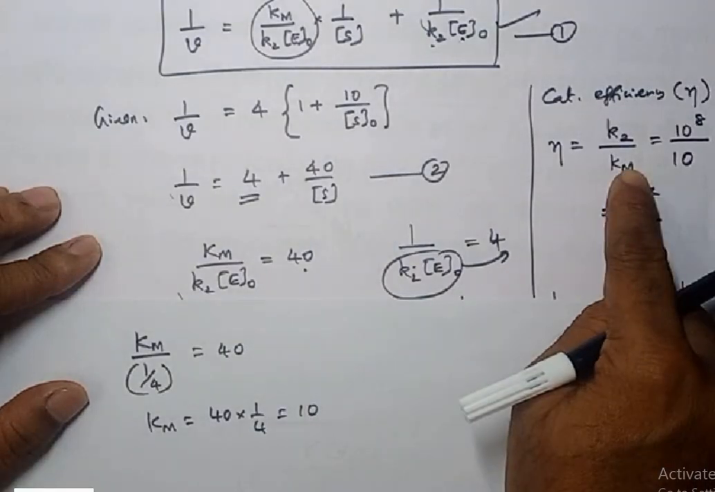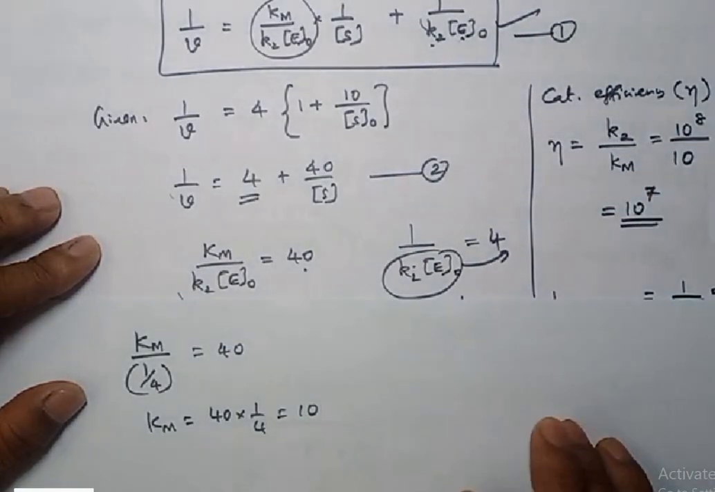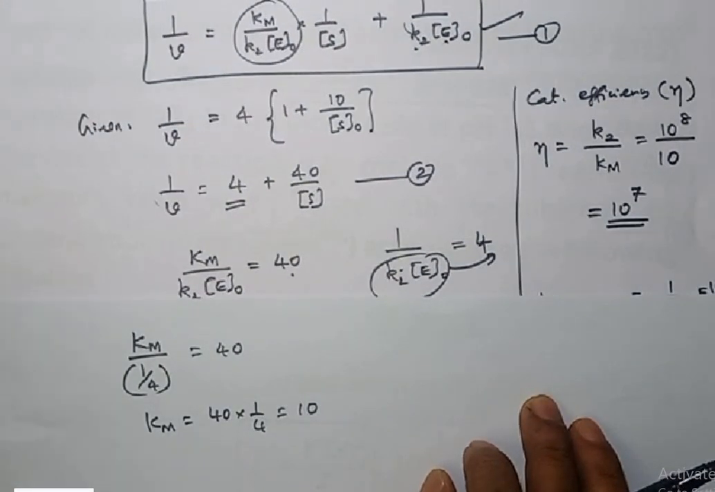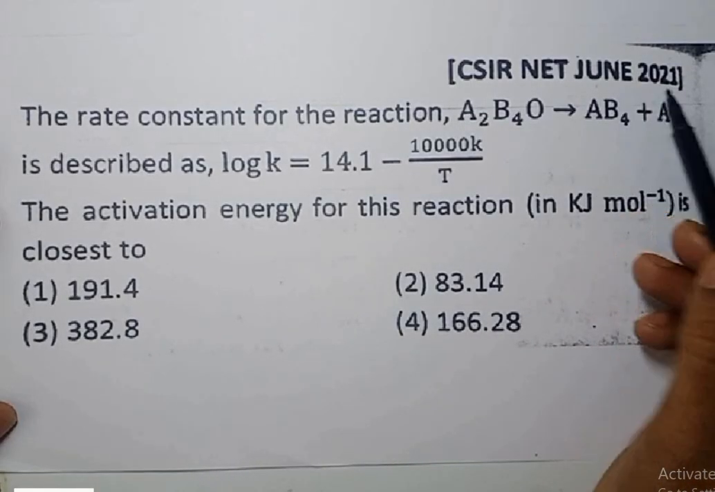Substitute this Km here. So 10 power 8 by 10, you will get the answer 10 power 7. This is the catalytic efficiency of the enzyme as per the given data. So this is the next question. This question appeared in June 2021.